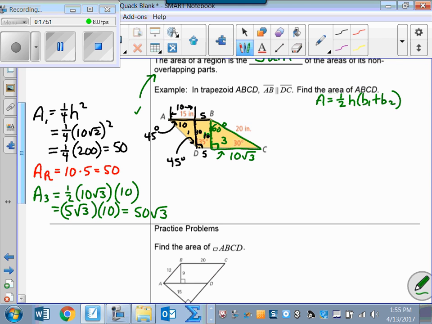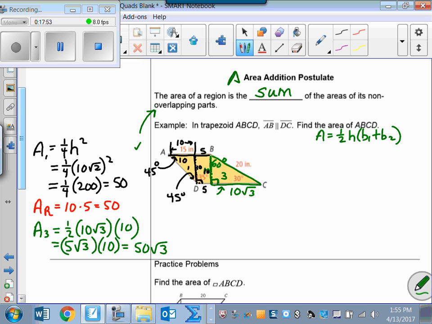So according to this little postulate right here, if I add all those together, that'll give me the total area. And remember, what I want you to do is come back later and use this formula and see if you get the same area. I sure hope so. Area total is going to be 50 plus 50 plus 50 times the square root of 3, which is 100 plus 50 times the square root of 3. What do we have? Inches. Square inches.